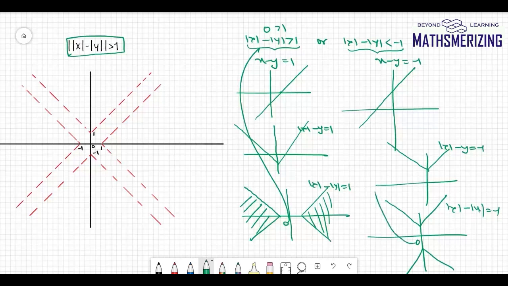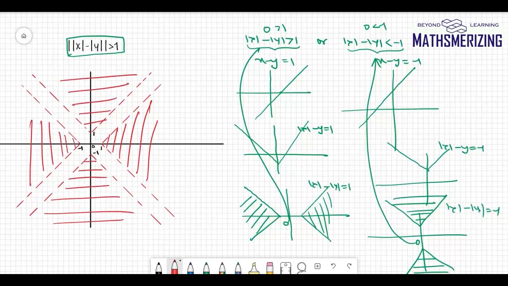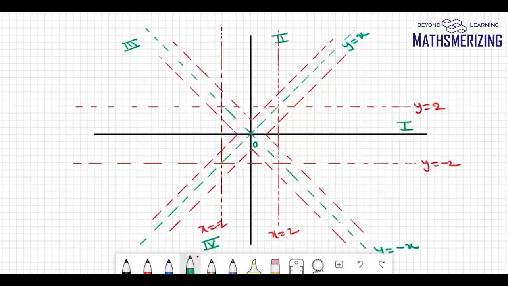Now for inequality again, I'll put the value of origin. So 0 is less than minus 1, which again is incorrect. So again, the shaded region is going to represent this inequality. So the region bounded by this given inequality is, we'll need to find area bounded by given two curves.